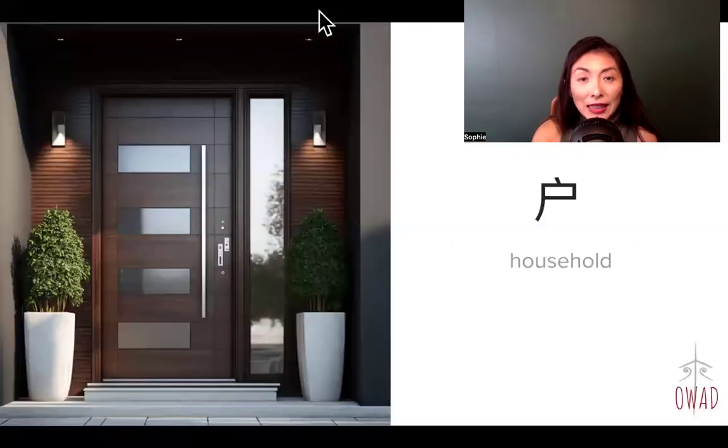All right, so this is 户. I just have tried very hard to find a single door, panel door to match the concept of what 户 is to us originally.